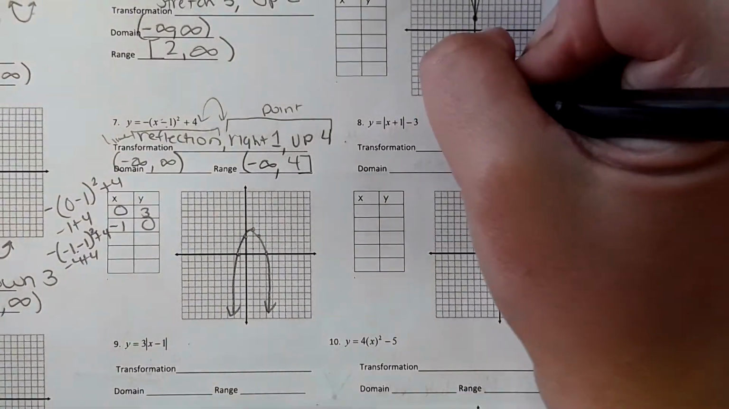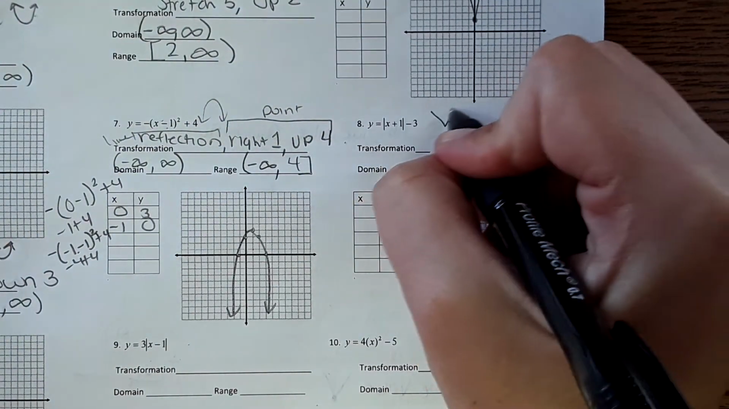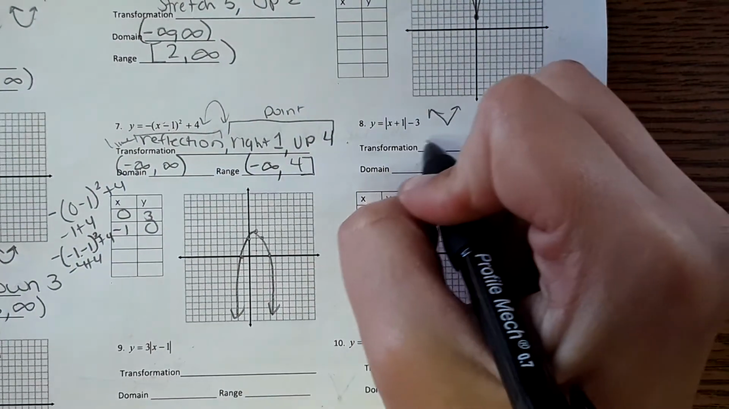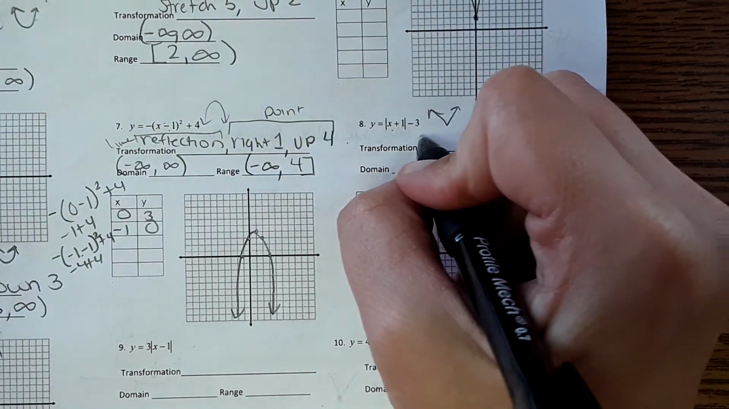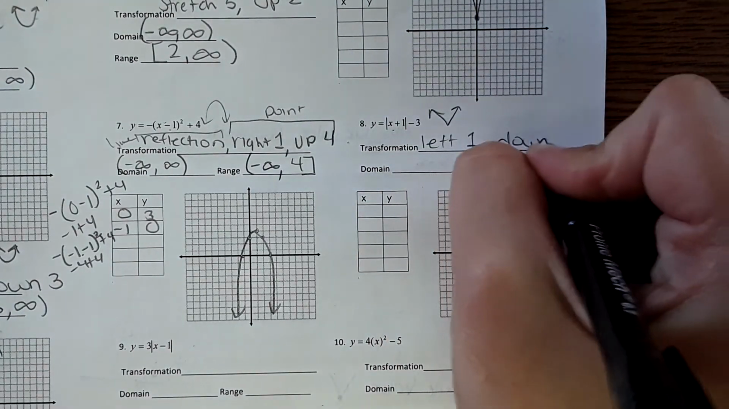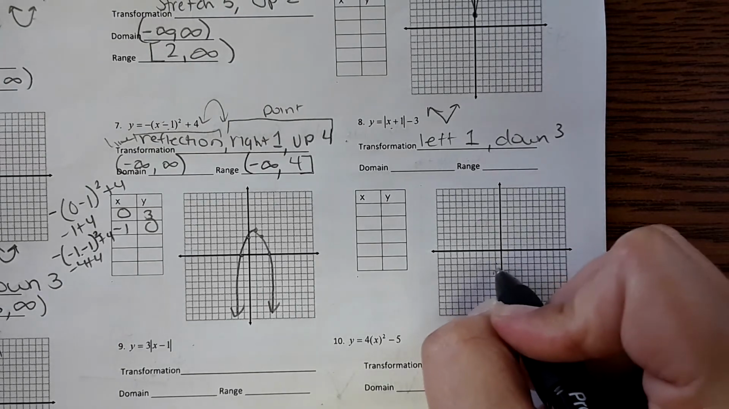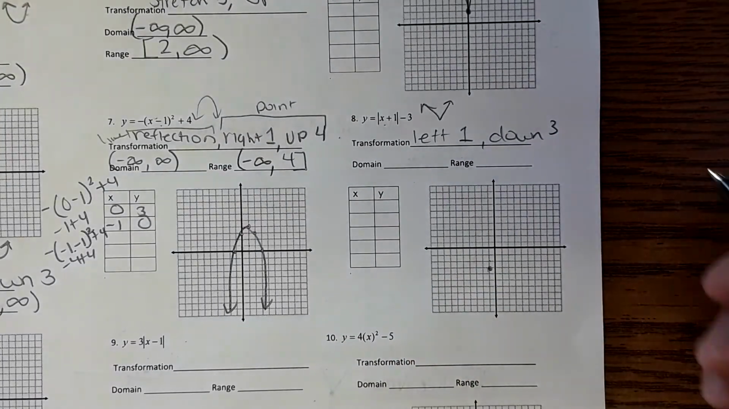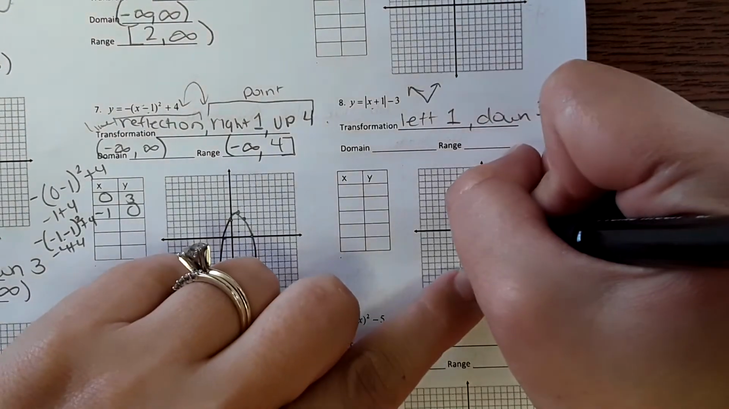Then over here, absolute value, +1 means left 1, -3 is down 3. Then your slope is 1, so it's just up 1 over 1.